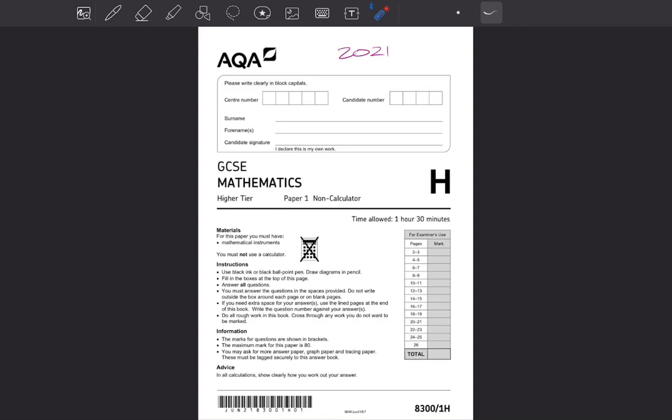Right, hello. Today I'm going to walk through a GCSE maths paper. It's paper 1, the higher tier version, and it comes from AQA and the year is 2021.